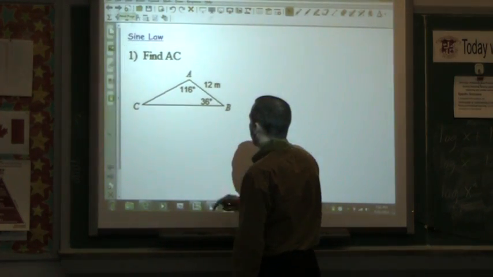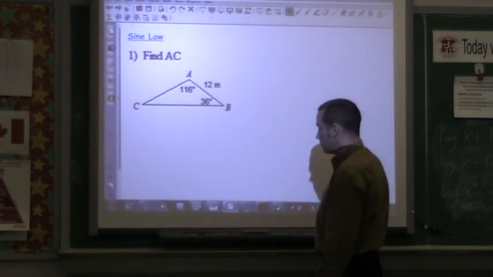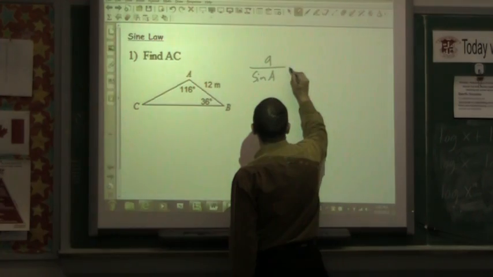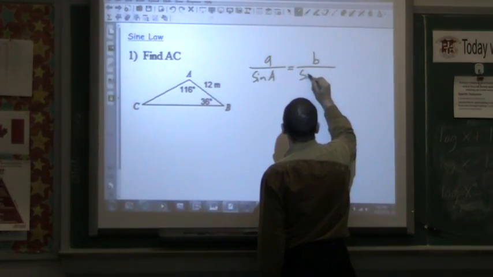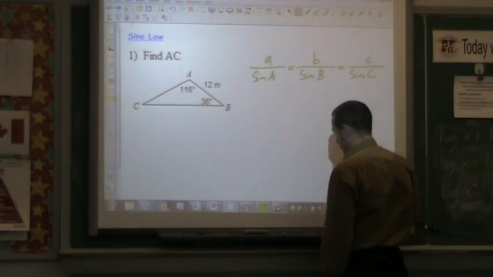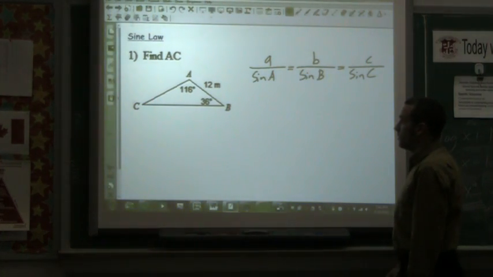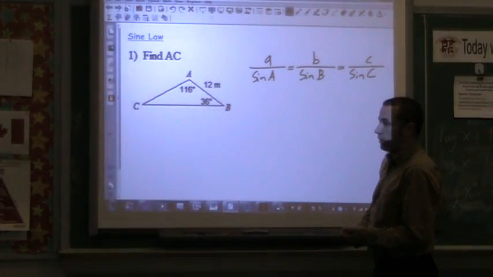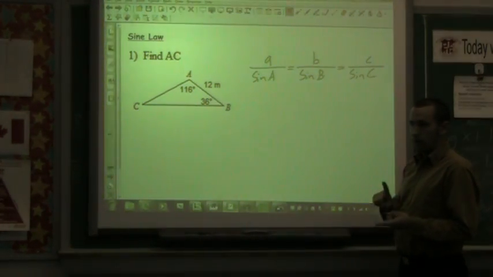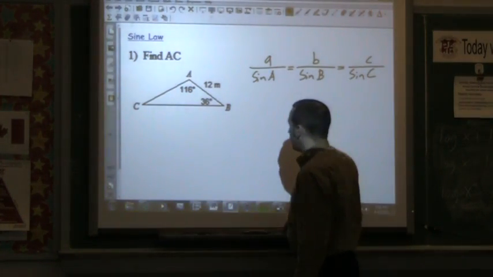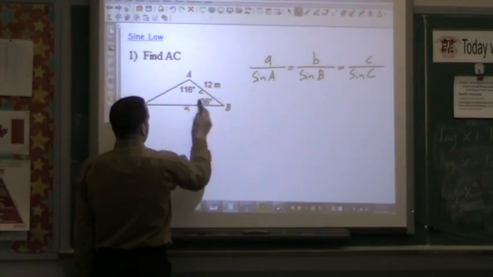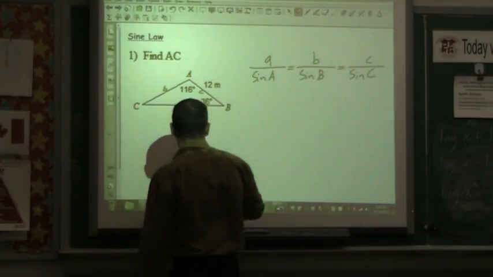So here's a triangle labeled ABC. I'll quickly write my sine law here again. So there's my sine law. So what I need in order to use the sine law is at least one pair of these where I know both the side length and the angle. Okay. So let's go ahead and label my sides here. This is side A, this is side C, this is side B. Okay. My angles are obvious.